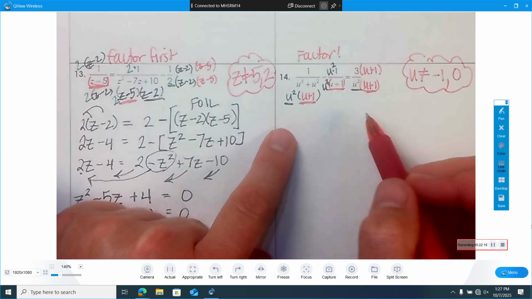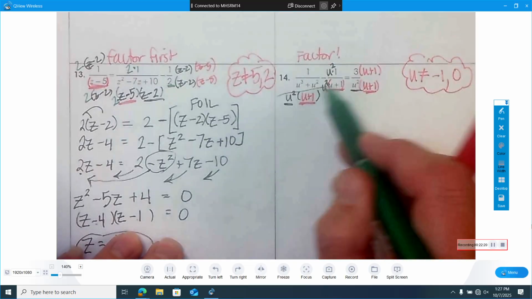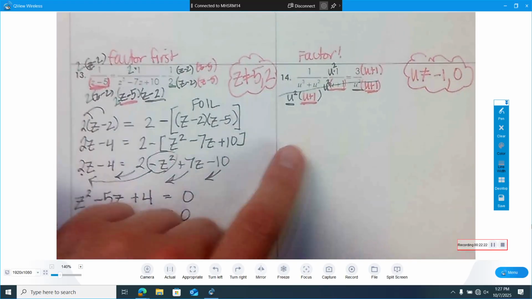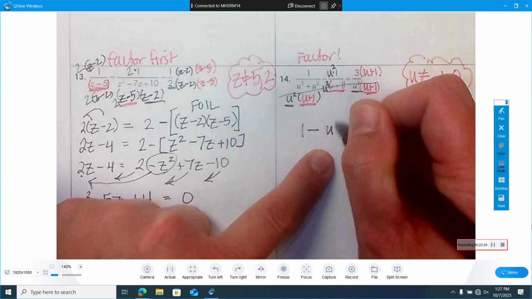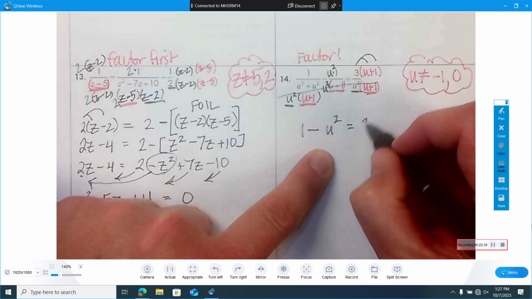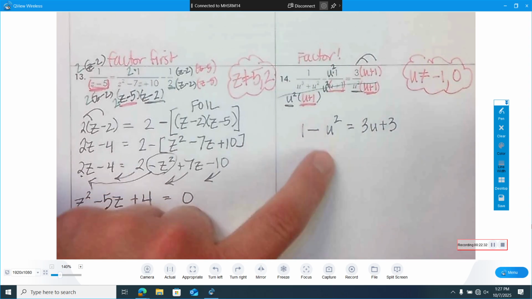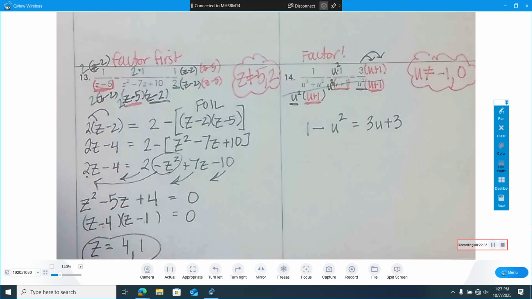Okay, do our denominators match? Yes, they do. So that means I can ignore them. And I'm just going to leave you with a 1 subtracting u squared is equal to, I'm going to go ahead and distribute my 3. 3u plus 3. Good so far? All right, now how do we solve?